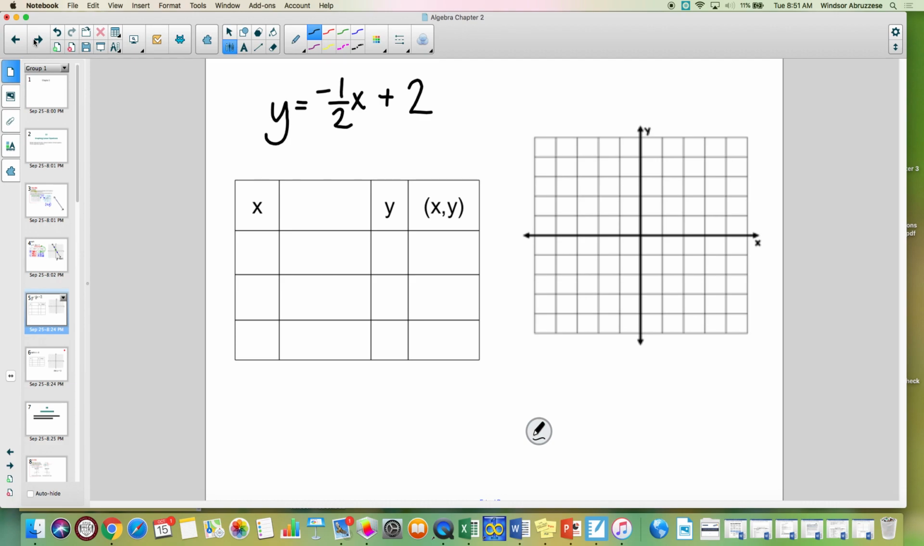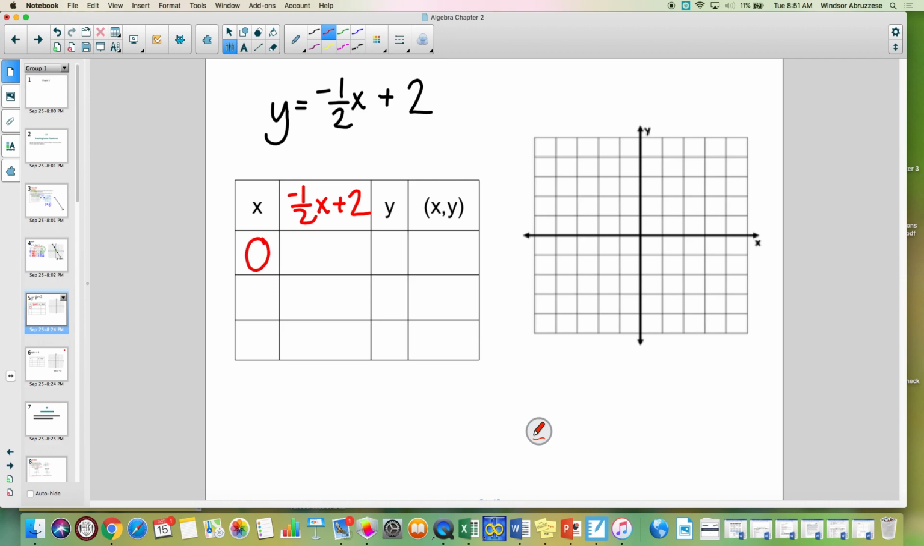Y equals negative 1/2 x plus 2. So sometimes we see a fraction and we tend to freak out, but it's okay because we're going to talk about slope in the next lesson, and slope is always expressed as a fraction. So it's actually easier to work with this equation because it has a fraction. But we'll get to that in the next lesson. You're going to pick your table of values. You're going to write the equation in the middle box. Okay. And I definitely want to pick 0.